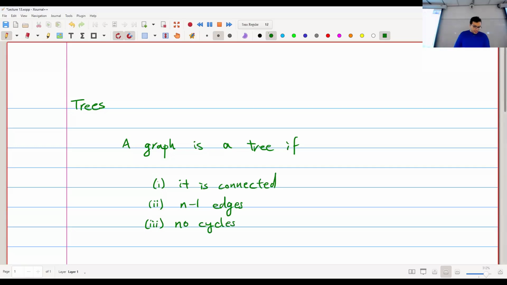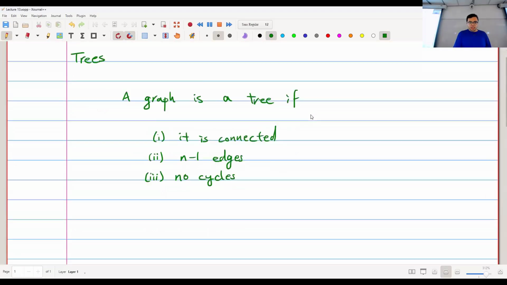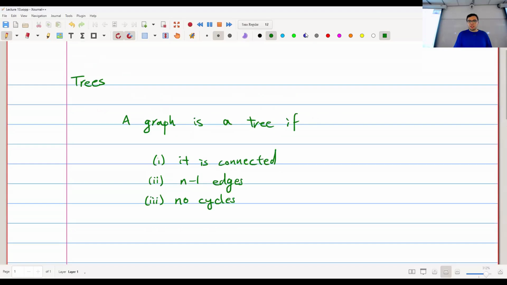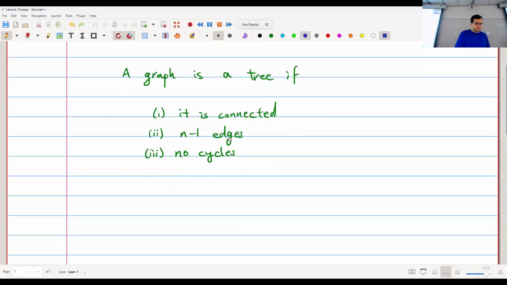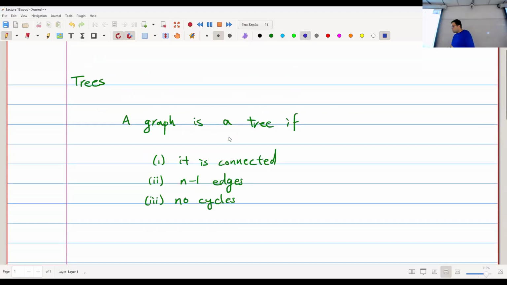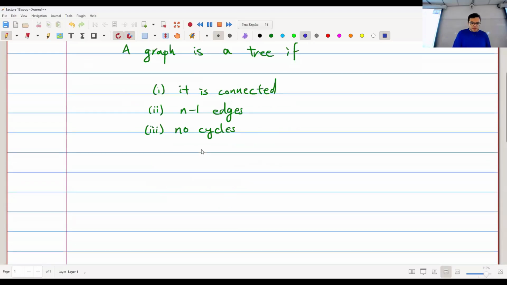Okay, and we saw in the last session that any graph that has two of these properties will definitely have the third property as well. So if you want to check if a graph is a tree, you can just check two of these. You don't have to check all three. Okay. So we want to prove some things about trees.